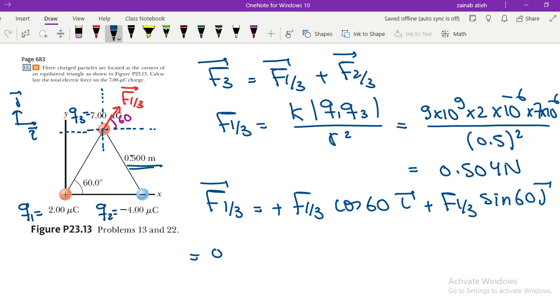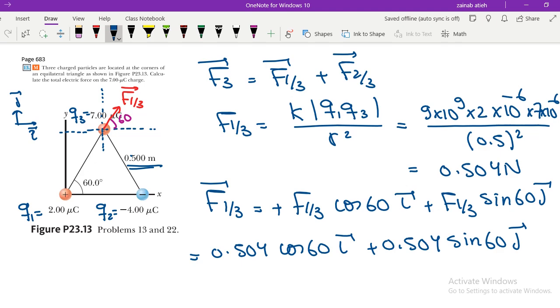I can substitute. So 0.504 cosine 60 I plus 0.504 sine 60 J. Substituting for cosine 60 and sine 60, we will get 0.252 I plus 0.436 J. So this is how I wrote it as a vector. Now I finished working with F1 on 3.